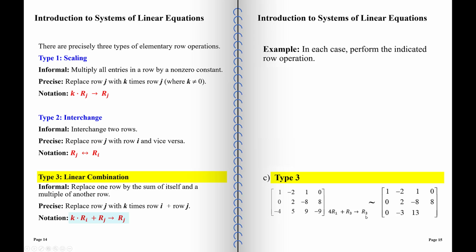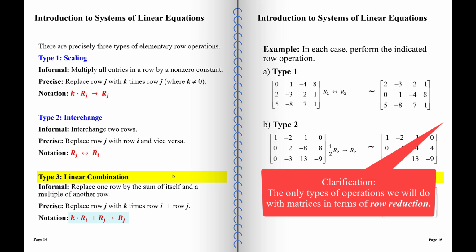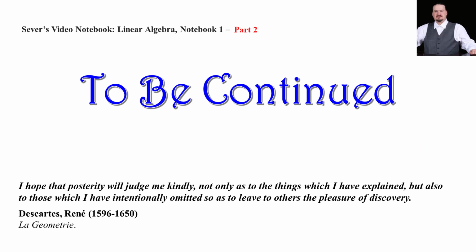Now if there were fractions involved, then yes, you might have to write it down, but in this simple example we can just do it mentally. 4 times 0 is 0. 0 plus negative 9 is negative 9. And that's how we get the new third row. And these are the only 3 types of things we will do with linear systems, and they're the only types of operations that we will do with matrices. These will be our 3 primary operations for solving linear systems.